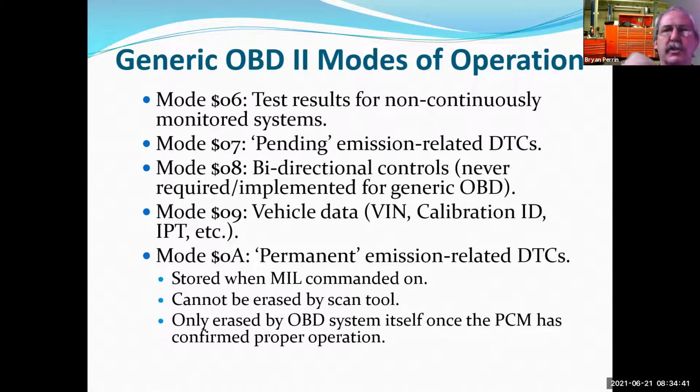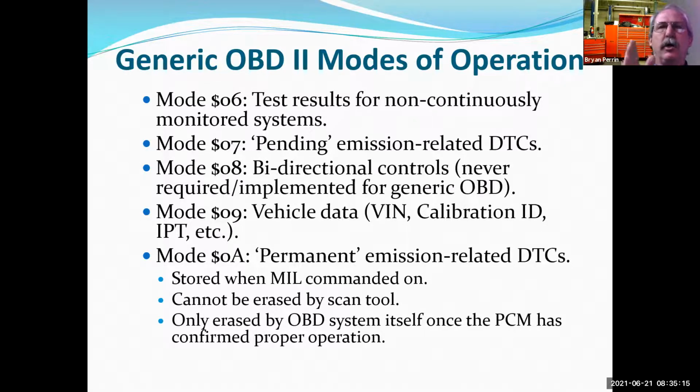We have other systems that are only monitored under a specific set of conditions. In other words, I only want to run a test on the catalytic converter when conditions are correct for the catalytic converter to perform properly. I only want to run a test on the EGR system when conditions are correct for the EGR system to perform properly. And so those are what we call non-continuous monitors. So results of the tests for those non-continuous monitors are stored in mode 6.